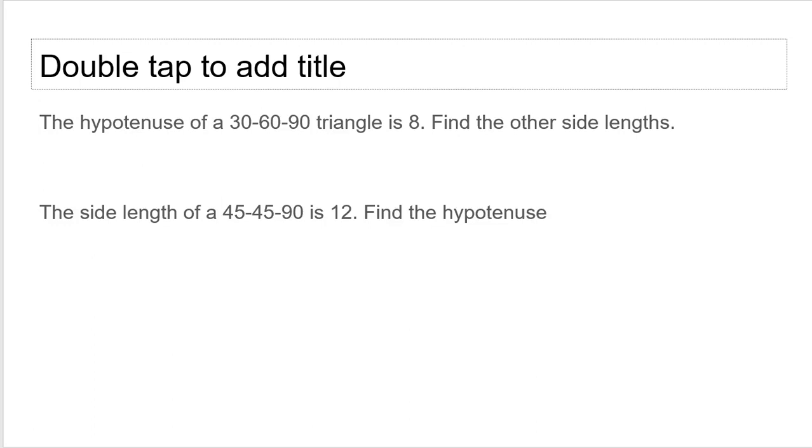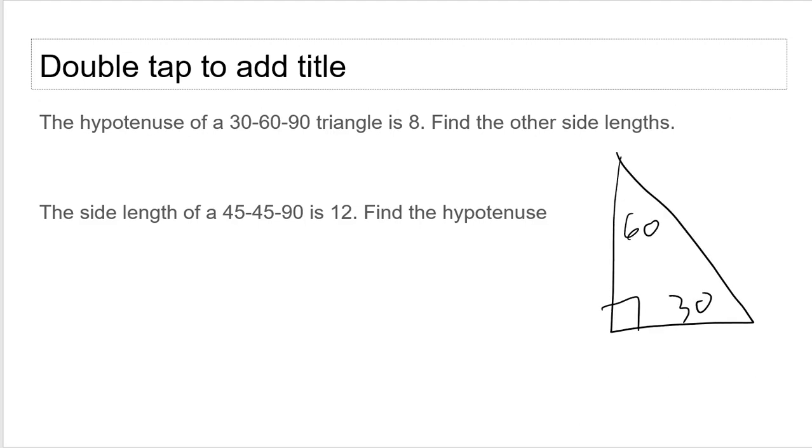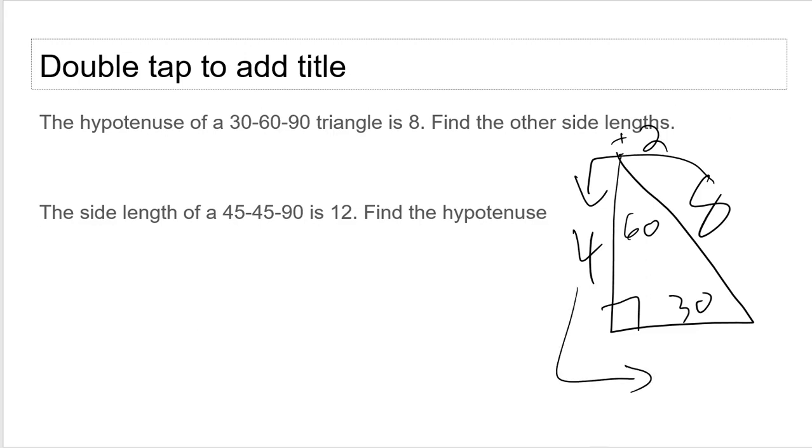Alright, it says the hypotenuse of a 30, 60, 90 triangle is 8. Find the other side. So let me do this over here first. So this is 30, 60, 90. And the largest side is 8. Okay, pretty simple. So we go from here to here in a 30, 60, 90, divide by 2. So that's 4. And I go from here, just times by root 3. So 4 root 3. That's my answer for the first problem.